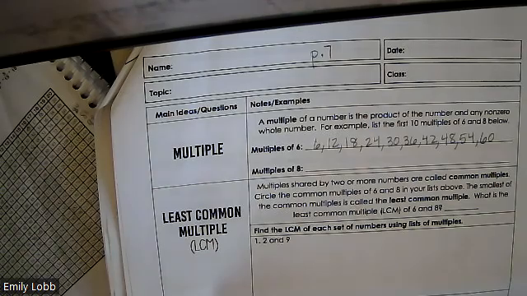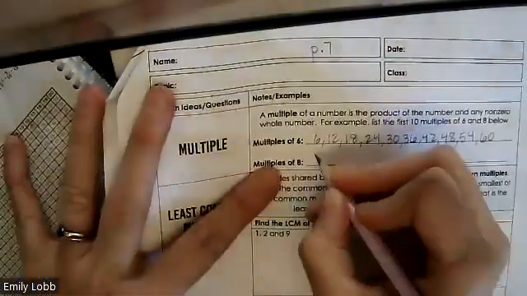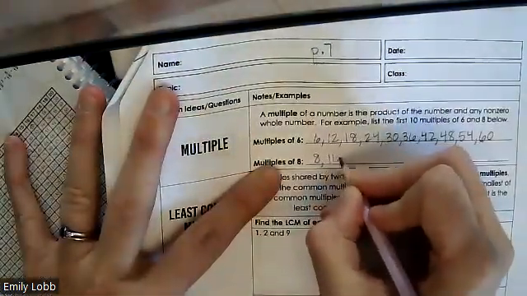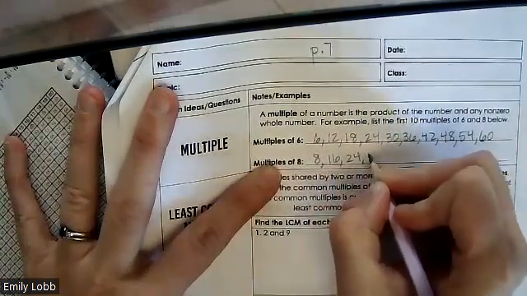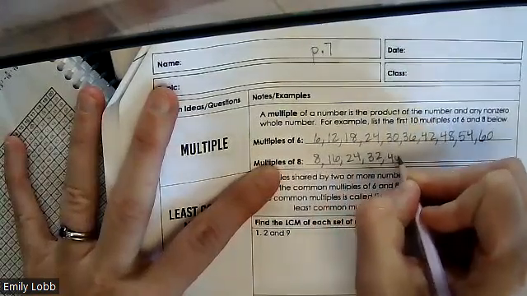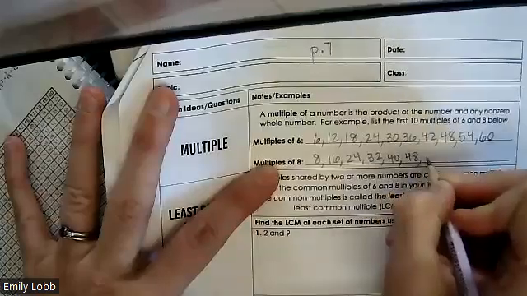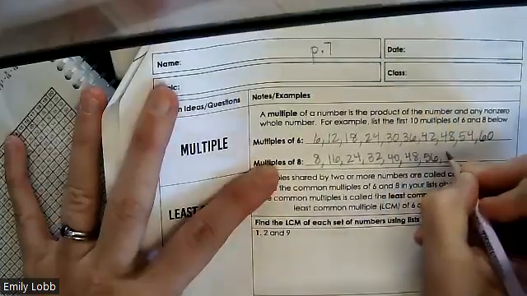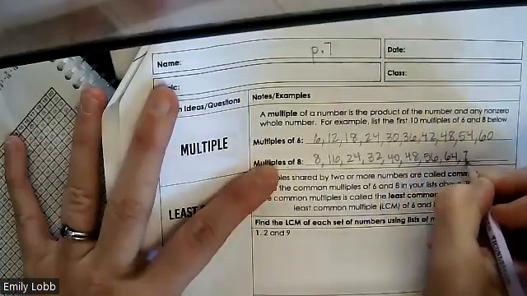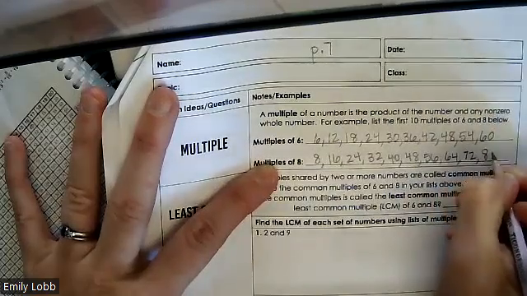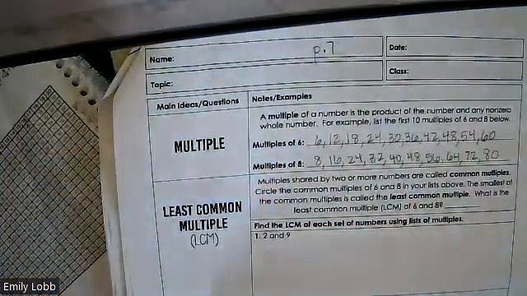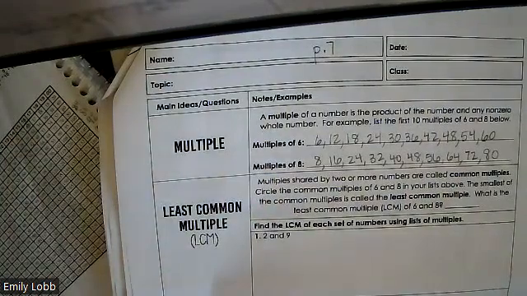All right, multiples of 8. 8, 16, 24, 32, 40, 48, 56, 64, and 72, 80, 88, and 96. So again, we just need the first 10, okay?